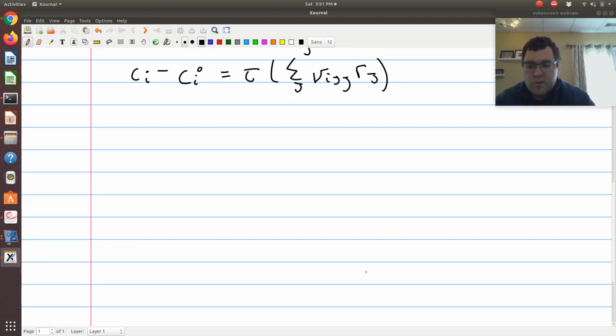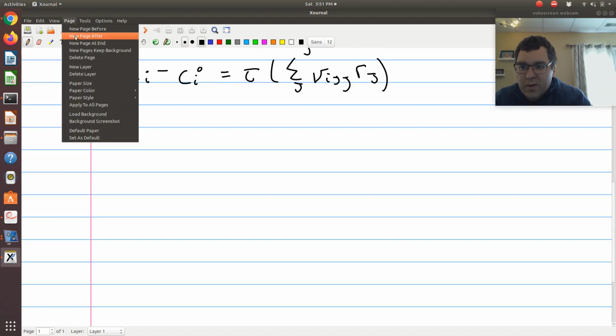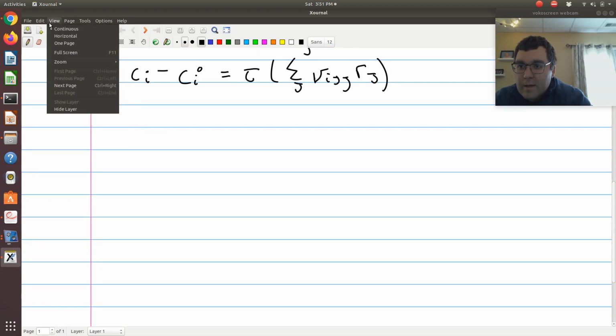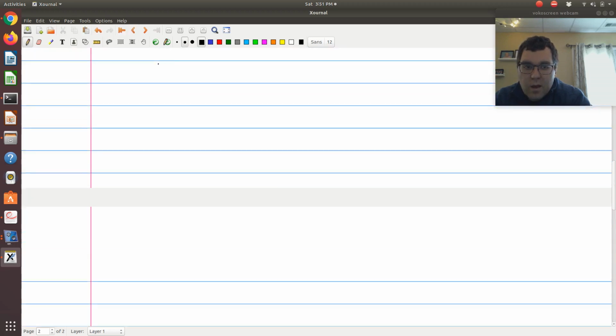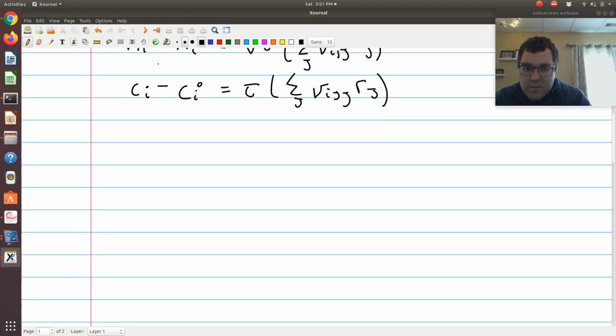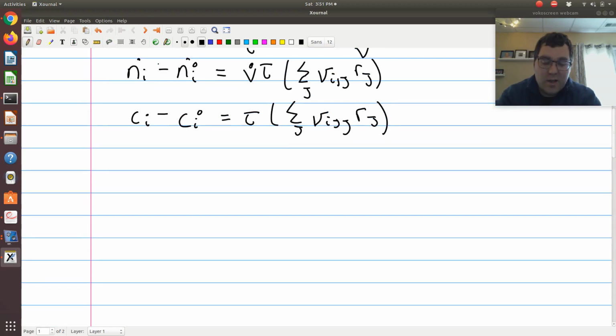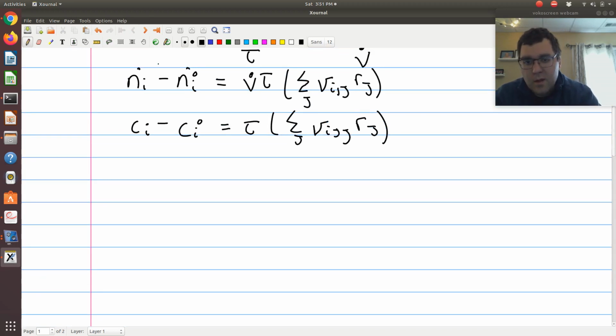All right, so I'm going to add another page in case we continue on. Now, before we talk about what our system of mole balance design equations reduces to for this problem, we're going to talk about stoichiometry a little bit.